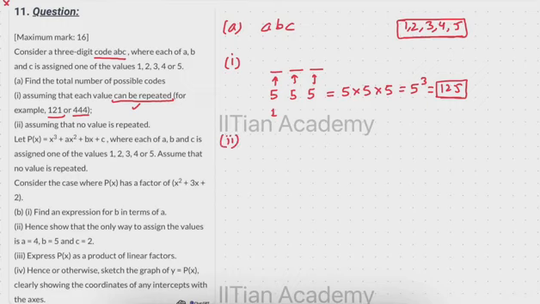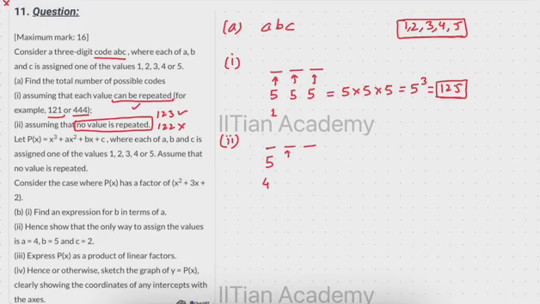Now let us consider the second part. In the second part, it is clearly written that no value is to be repeated. That means 1, 2, 3 is acceptable, but 1, 2, 2 is not acceptable, as a value cannot be repeated. Now again we have 3 spaces to fill. For the first space, we have 5 options. Any one of these 5 values can come in the first space. Suppose we place 4 here.